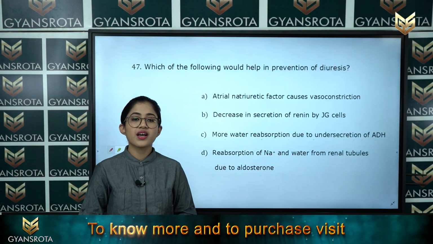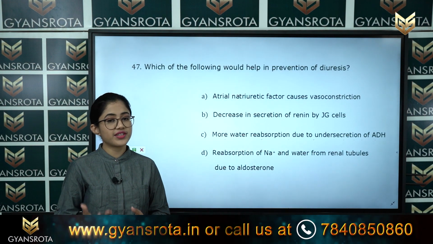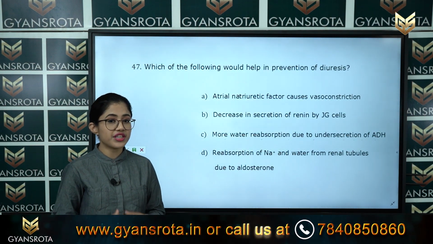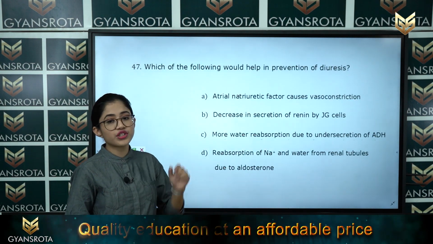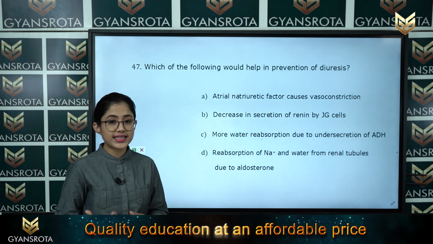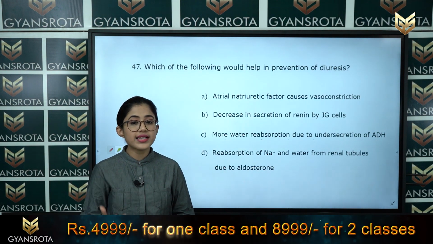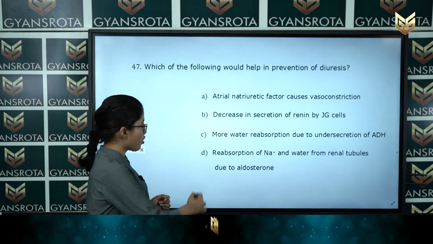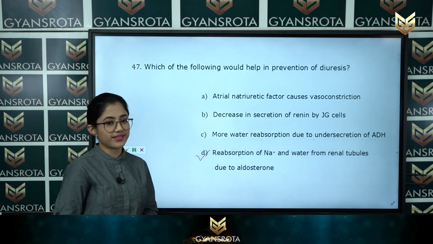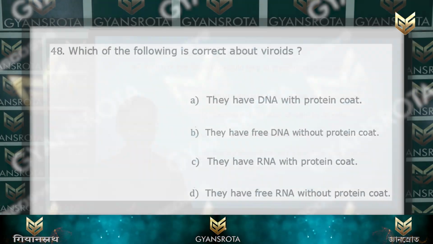So student, what is the correct answer? We have discussed in the chapter excretory products and their elimination that what would help in prevention of diuresis is reabsorption of sodium ion and water from renal tubules due to aldosterone. So among these four options, option number D is the correct one. Now let us move on to the next question, that is question number 48.